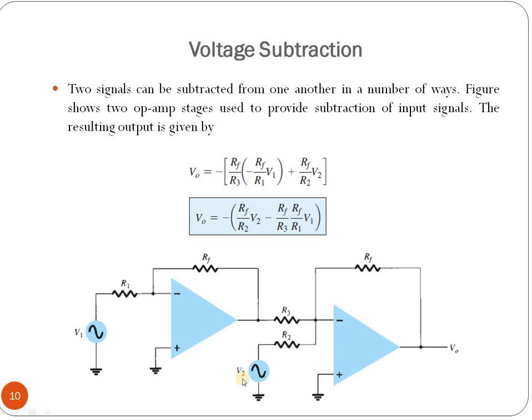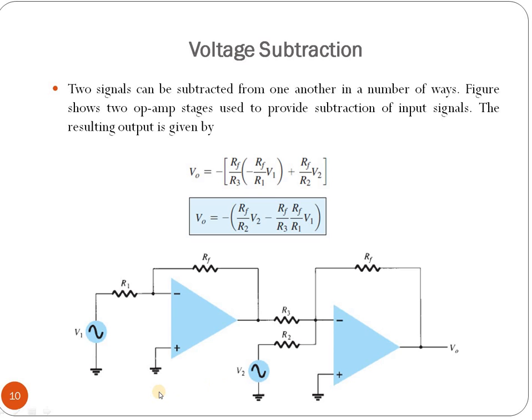Voltage subtraction amplifier. So this is another type of op-amp that can subtract one voltage from another, and it can show that at the final output of the total circuit. So two signals can be subtracted from one another in a number of ways. There are several ways actually.